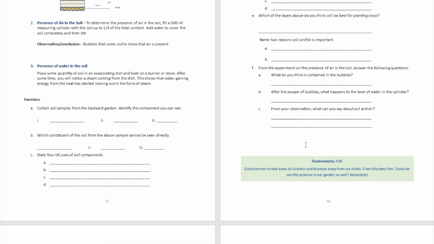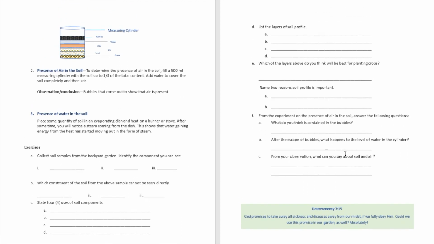All right, our scripture for today is Deuteronomy chapter 7 and verse 15. God promises to take away all sicknesses and diseases from our midst if we fully obey him. Could we use this promise in our garden as well? Absolutely. So you're welcome to pray for your soil. If you have a garden in your backyard, say, God, please heal my soil. And He's going to do something about it.